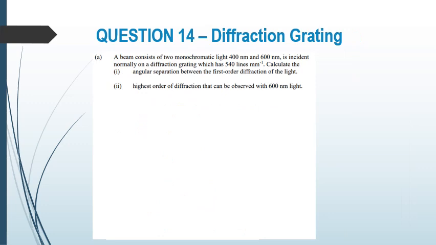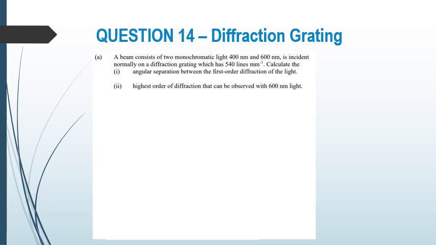Now let us proceed to the last part in chapter 7, diffraction grating. Question 14. A beam consisting of two monochromatic lights, 400 nanometer and 600 nanometer, is incident normally on a diffraction grating which has 540 lines per mm. Calculate 1. The angular separation between the first order diffractions of the lights. 2. The highest order of diffraction that can be observed with the 600 nanometer light.